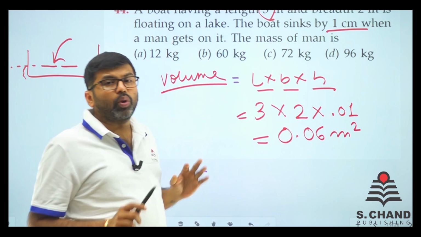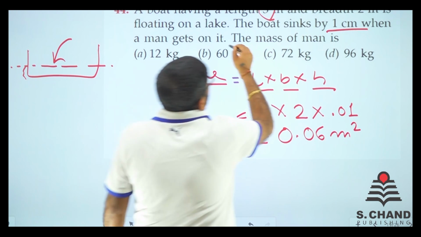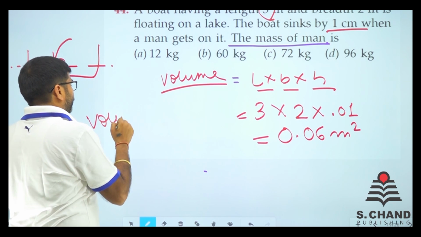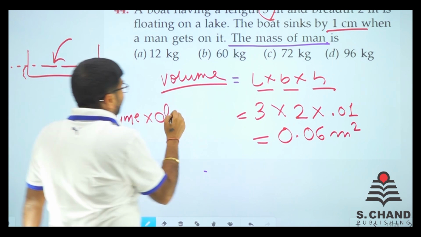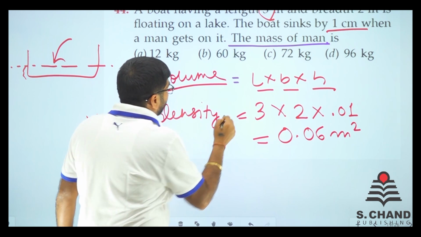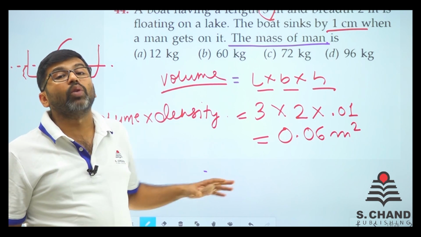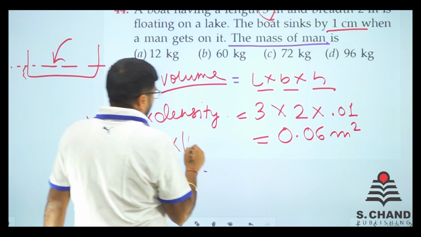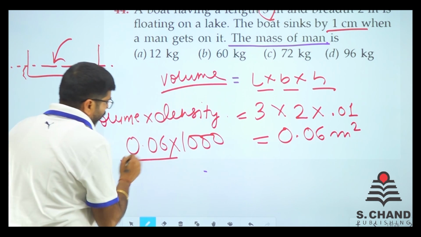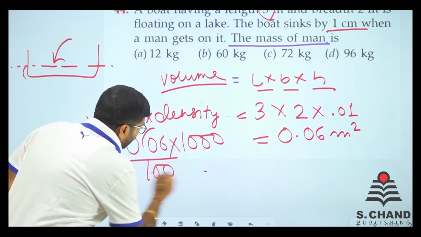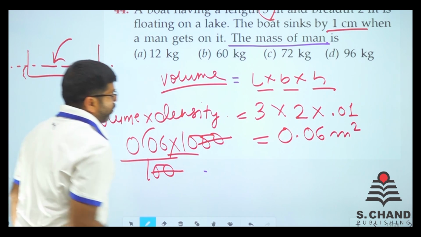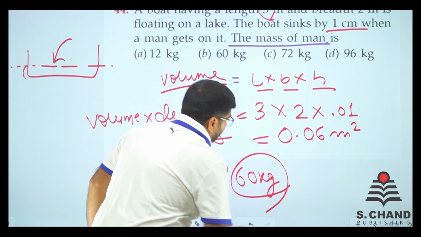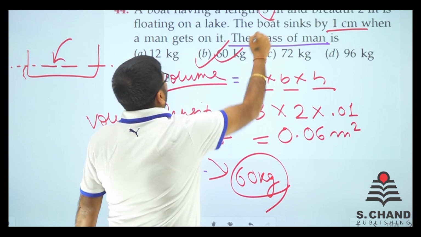Now, if you want to do one thing, mass of the man is volume into the density of the water, and generally the density of water is just 1000. So we multiply 0.06 into 1000. So 0.06 into 1000, 2 zeros gone, 6 into 10. That will come out to be 60 kilogram. That person is of mass 60 kilogram.